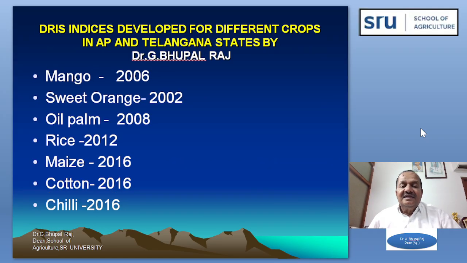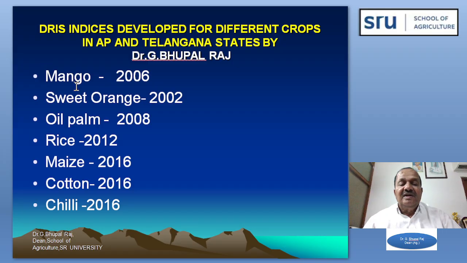Not only chili, we have done the diagnosis and recommendation integrated system for different crops in Professor Jayashankar Telangana State Agricultural University. I was the person involved in developing the DRIS norms and indices for different crops in Telangana, even in the combined Andhra Pradesh state. I am the only scientist in the university within the combined AP state who developed DRIS norms and indices for different crops, in our regular experiments as well as in experiments given to PhD scholars.